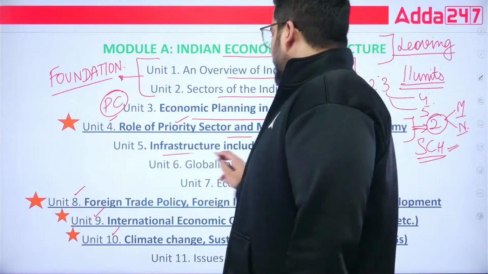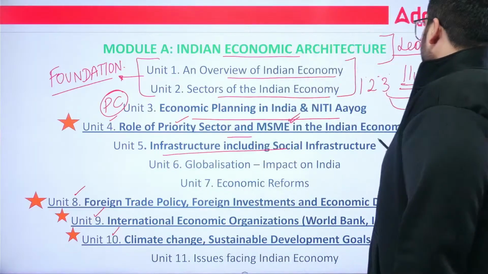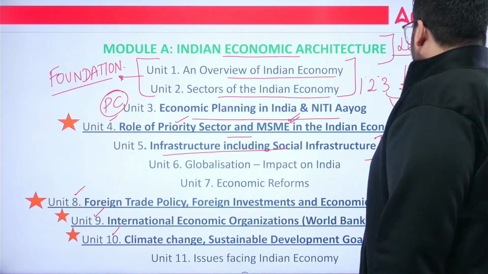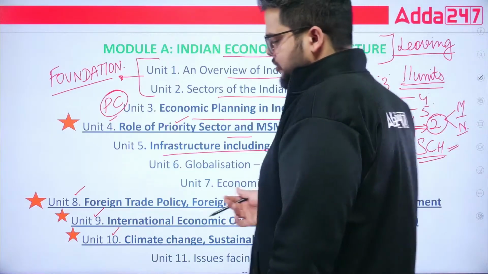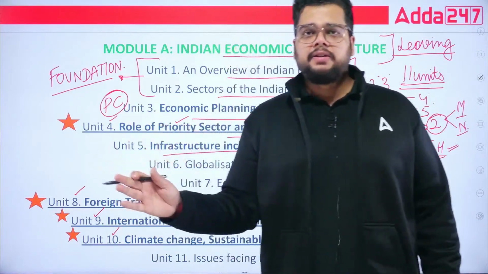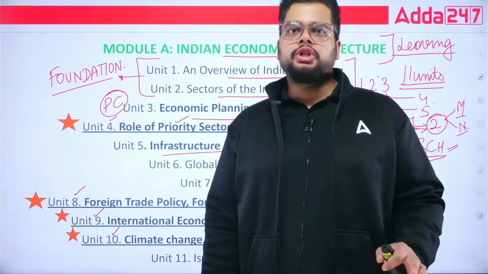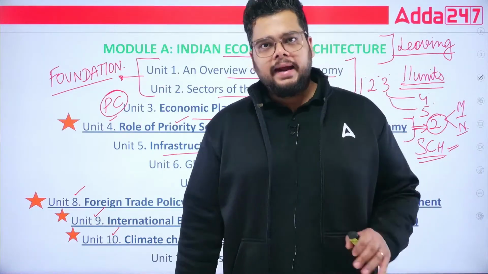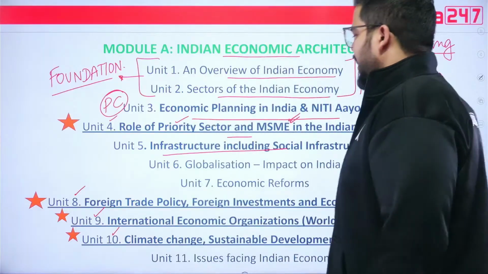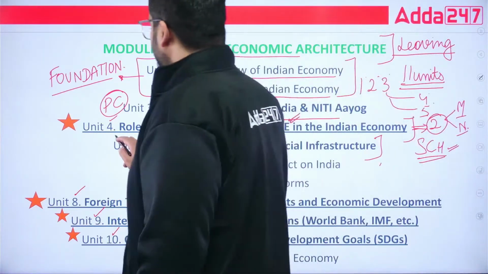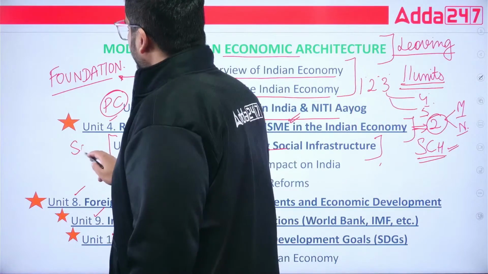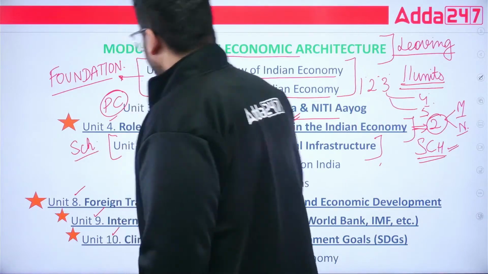Unit 5, infrastructure including social infra, wherein you will be talking about the difference between hard and soft infrastructure. The physical infrastructure on one hand, on the other hand you will be discussing the social infrastructure, and here also the schemes are of prime importance. So whatever the schemes, the government initiatives are, they become automatically important here as well.